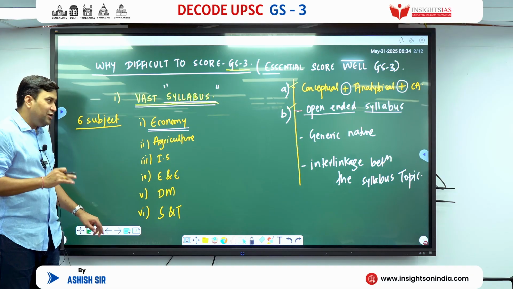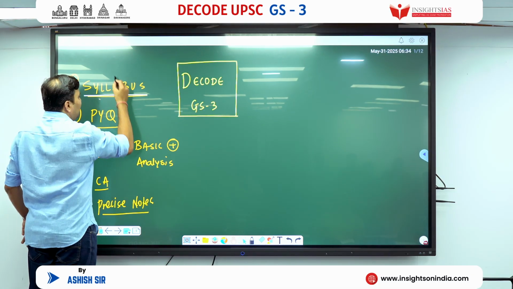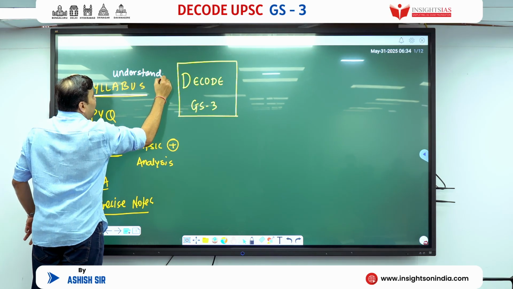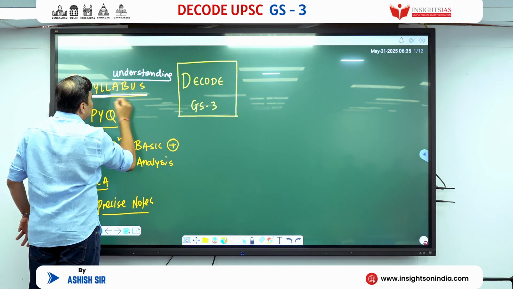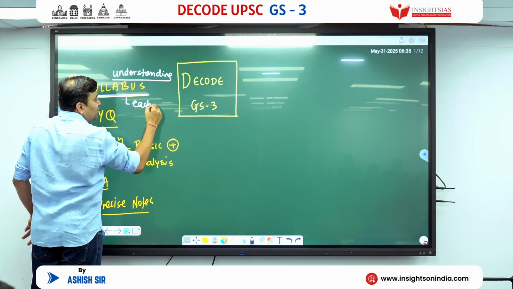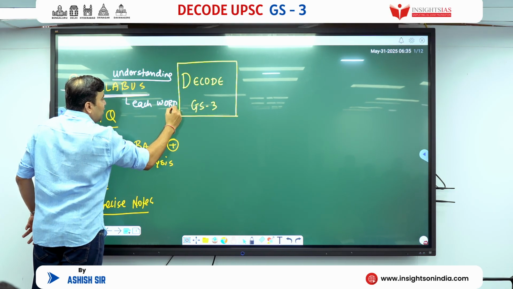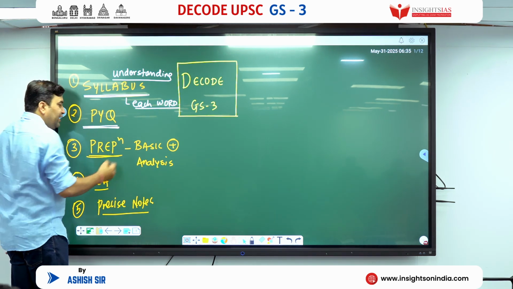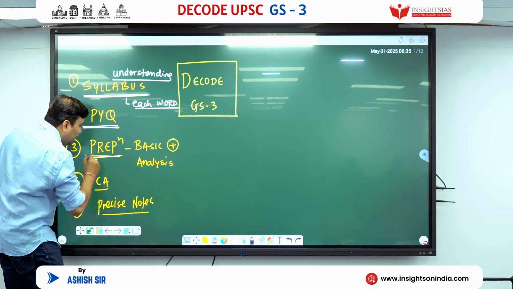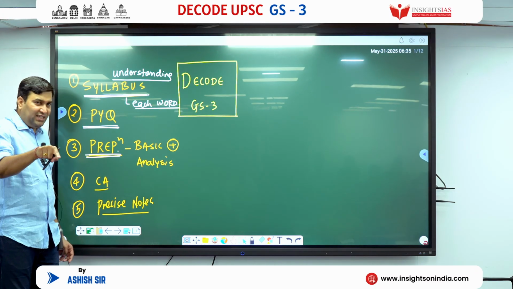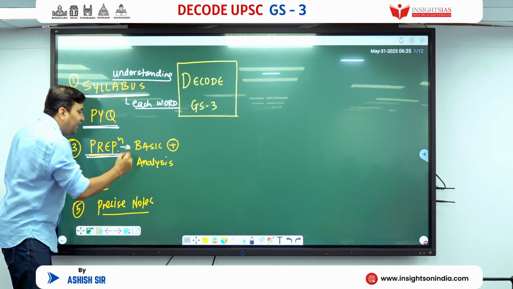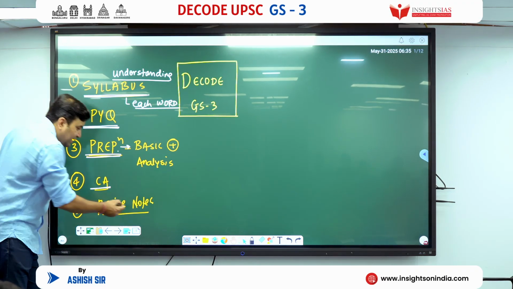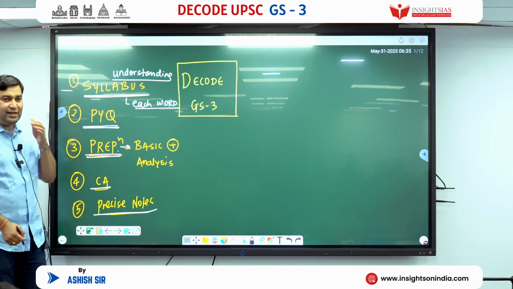Basically, for this examination, the most important thing is understanding the syllabus. First of all, understand the syllabus, meaning each word of it, each word and topic of it. Now the question is, some of the words are open-ended. To understand that, do the PYQ decoding. Depending upon that, start your preparation, understand the basics about it, try to integrate current affairs, and depending upon that, make precise notes which you revise multiple times.